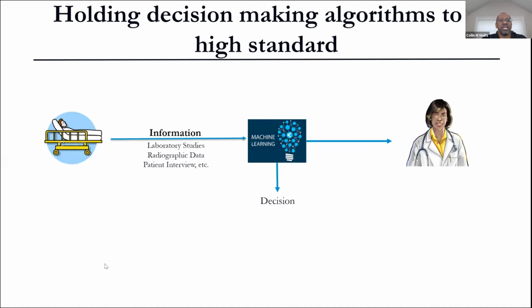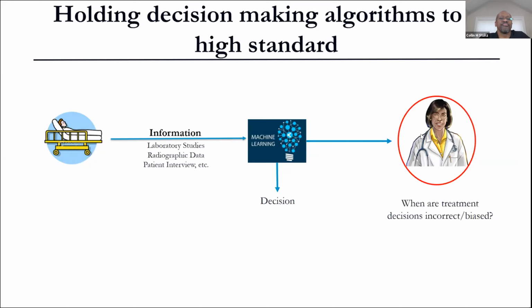So what I've talked about here is you've got the patient, we've got the healthcare provider, and we want to ask the healthcare provider, when are they making incorrect treatment decisions? And what features are they using to make these decisions about therapy, and how do those decisions affect outcomes? And we can do this in a data-driven way.